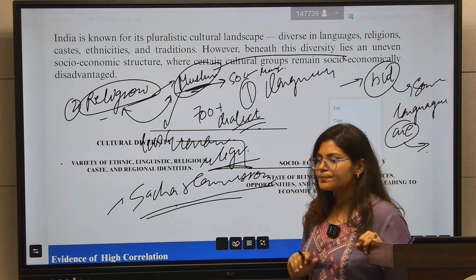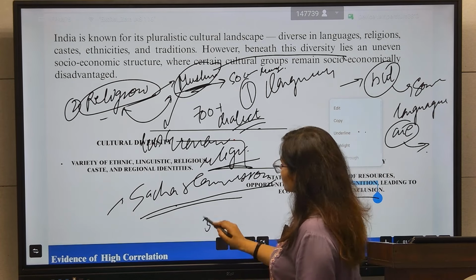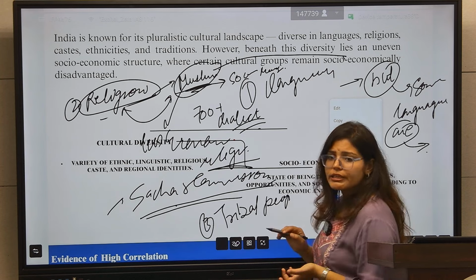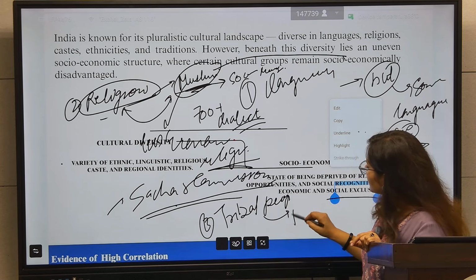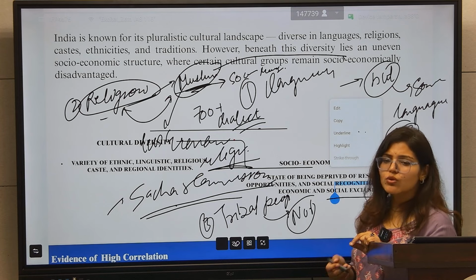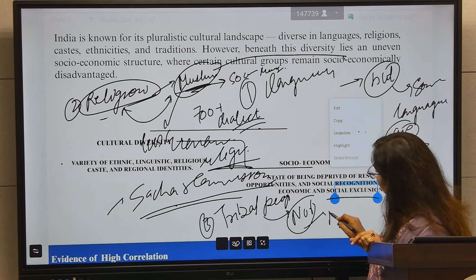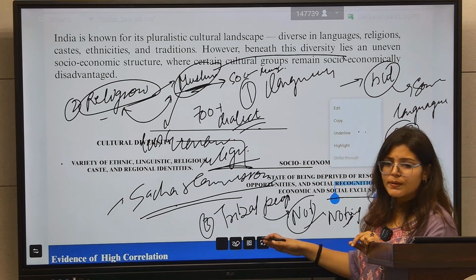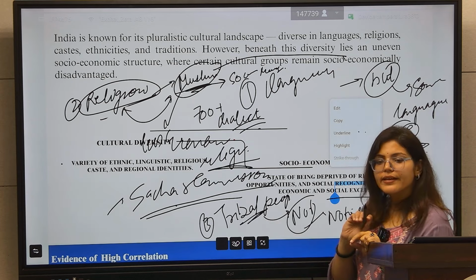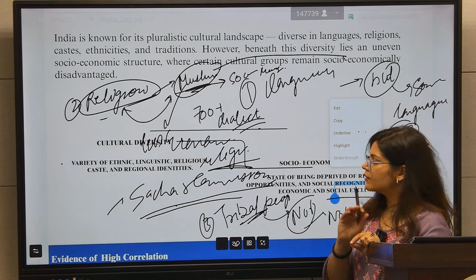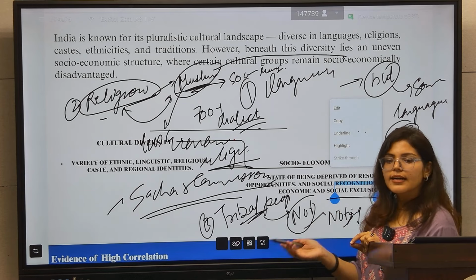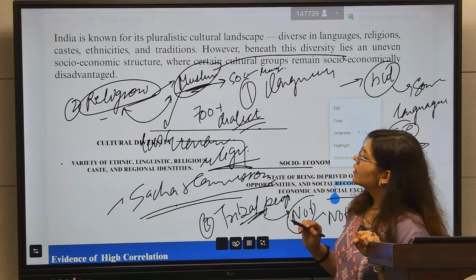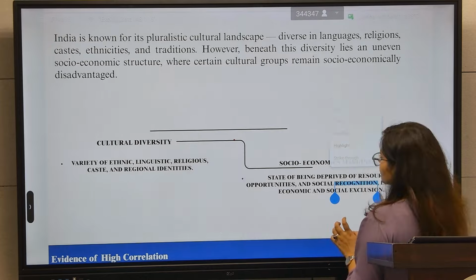So one is religion, one is language, third is tribal people. Tribal people live in isolated areas, they have no education, no healthcare, nothing. Living in isolated areas, they are socio-economically disadvantaged people. So this also makes a correlation between the two terms, cultural diversity and socio-economic marginalities. So tribal alienation is one point. Now, there is no relation.